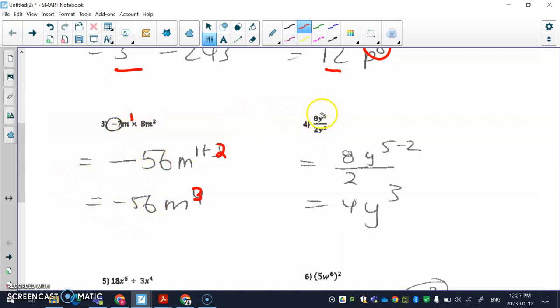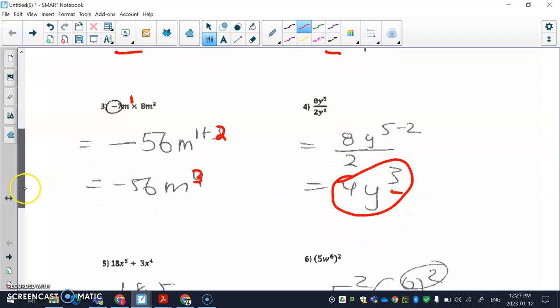This is division. So the first three were multiplication. When you multiply, you add. When you divide, you subtract. So 5 and 2, 5 subtract 2 is 3. That's how you get this. And then 8 divided by 2 is 4. That's how you get that. So there's your answer there.